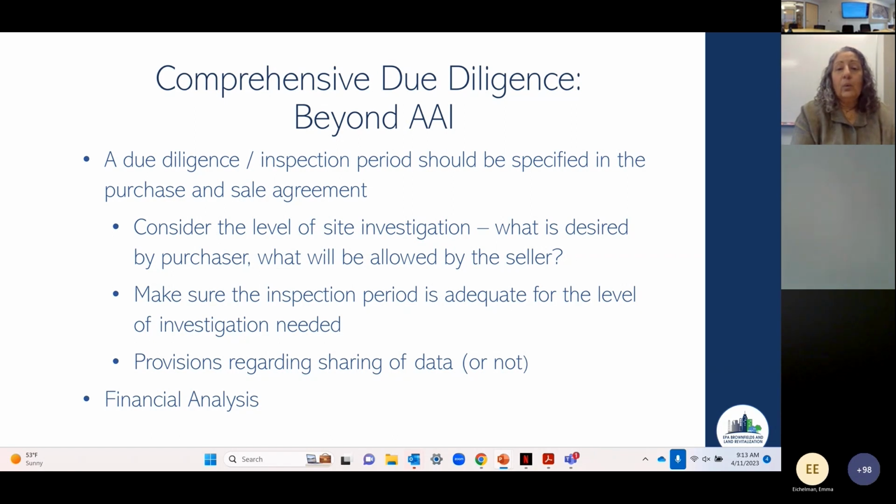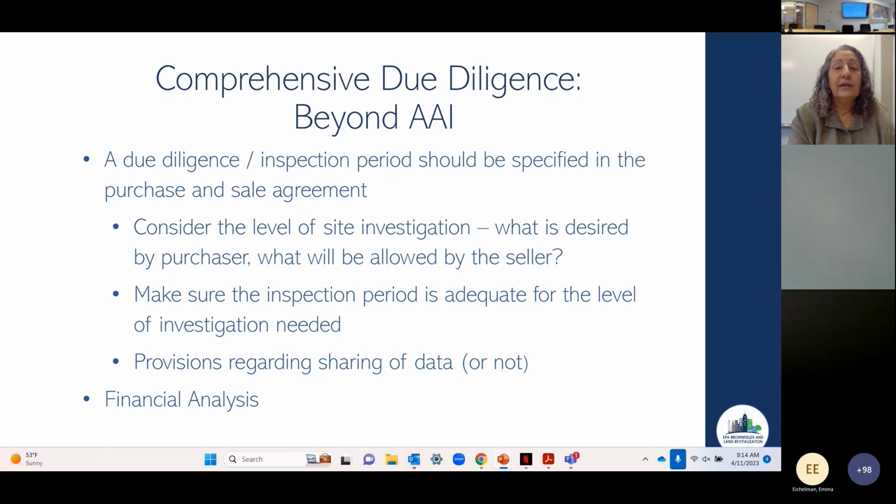You need to think about what level of site investigation you're going to do during that inspection period. There's often a disconnect between what is desired by the buyer and what will be allowed by the seller. We have worked with many sellers who are nervous about someone, even someone they're under contract with, coming onto their property and taking samples and doing inspections. We're even working on a site right now where the owner is not allowing any inspections. They are not allowing any testing to be done on the property. That is likely going to kill the deal.